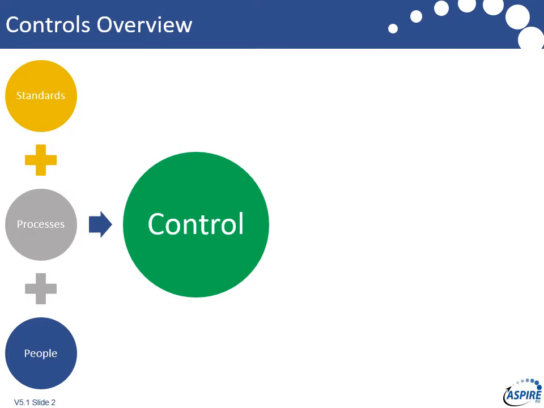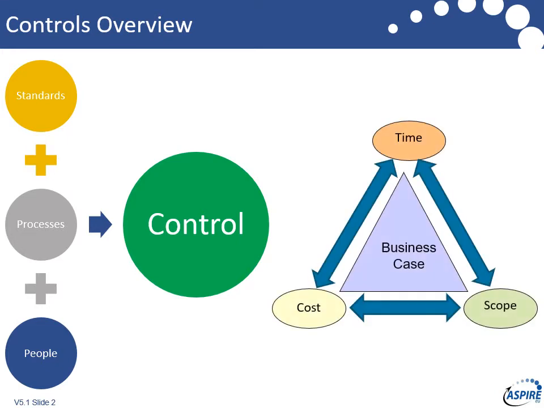Now, what is the scope of controls? Well, traditionally, if we're thinking in terms of project management, we think in terms of time, cost and quality, or scope as it is in this diagram. If we can keep that iron triangle together, then we should be okay.